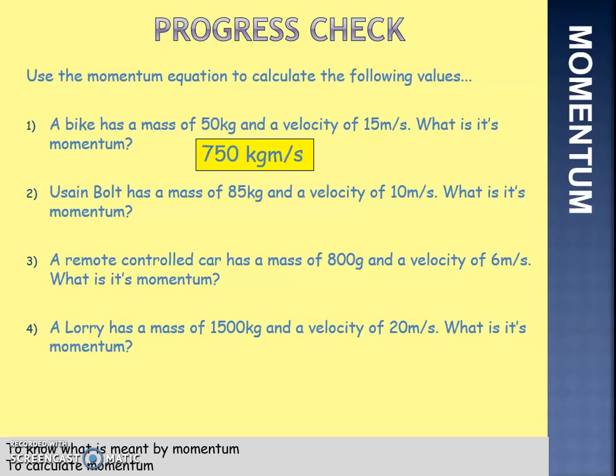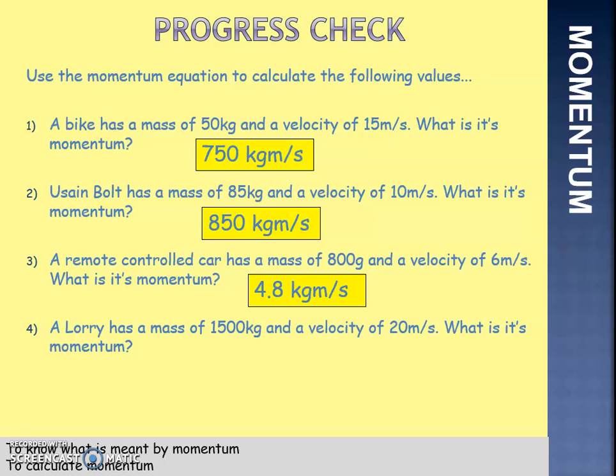Answer would be 750 kilogram meters per second. Number 2, 850 kilogram meters per second. Number 3, 4.8 kilogram meters per second. And number 4, 30,000 kilogram meters per second.